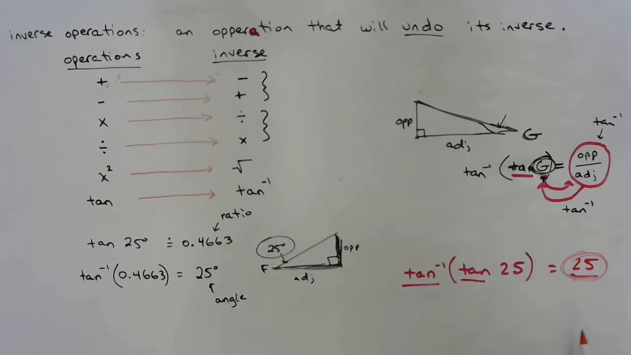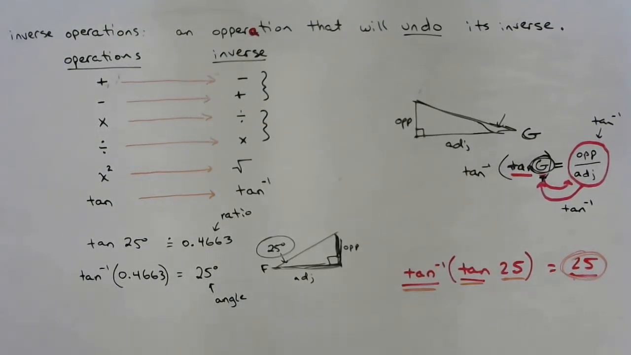It comes out as 25 because you're doing something and then you're undoing it. You're just going to be left with what you started with, like multiplying by 7, then dividing by 7. You get back what you started with. Here we go, example 3.